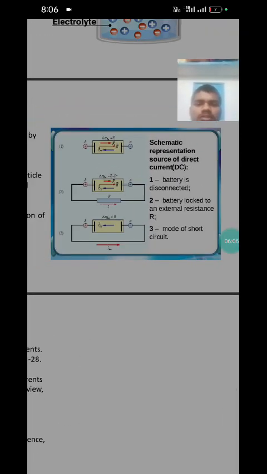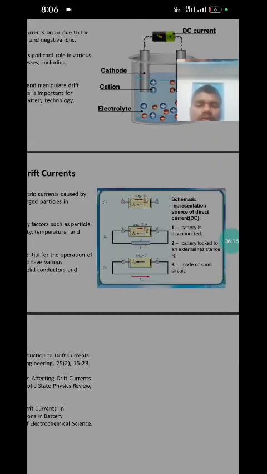Schematic representation: source of direct current. First, the battery is disconnected; second, the battery is connected to an external resistance; third, the mode of short circuit current.